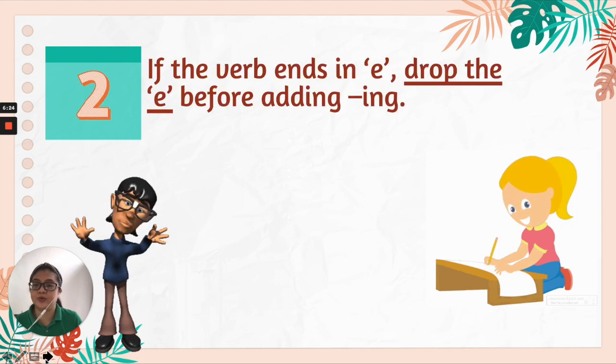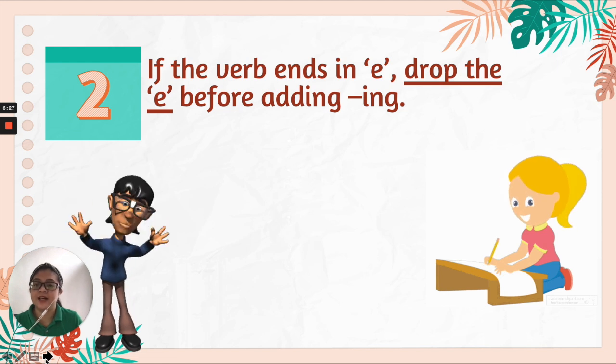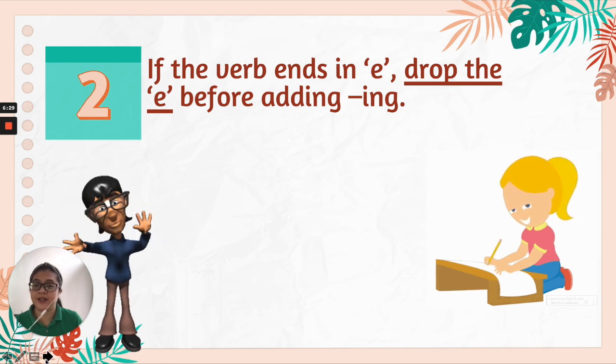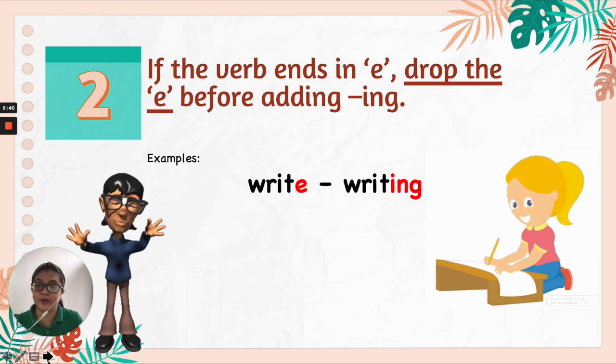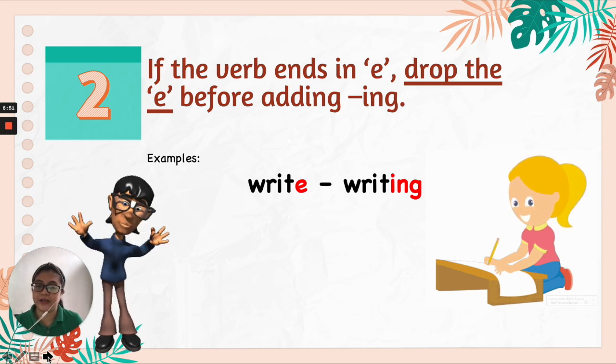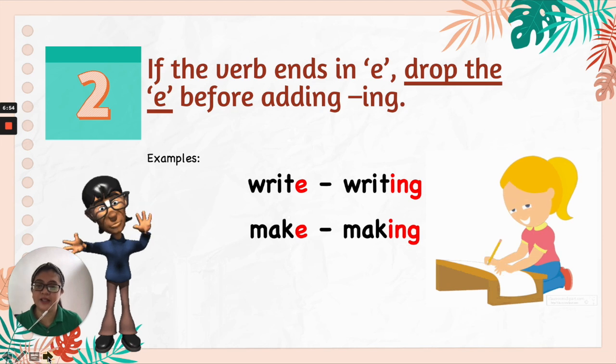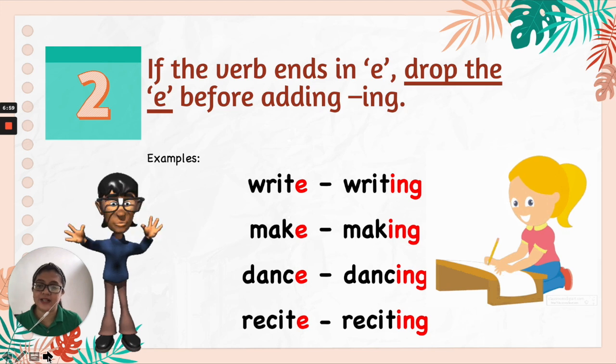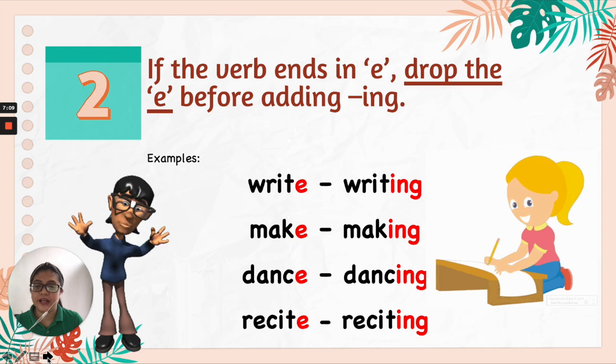Now let's go to rule number 2. If the verb ends in E, drop E before adding ing. Example is the word write. Write ends with letter E, but when you write it in ing form, you have to drop or remove letter E and then add ing. So write will become writing, make, making, dance, dancing, recite, reciting. The E should be dropped and then you add ing.